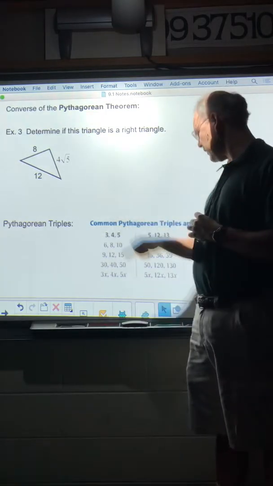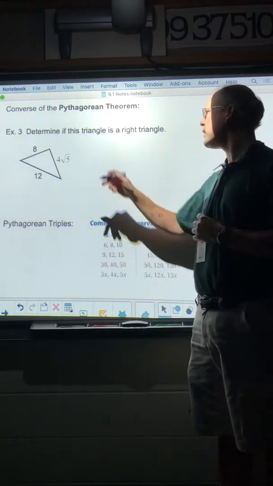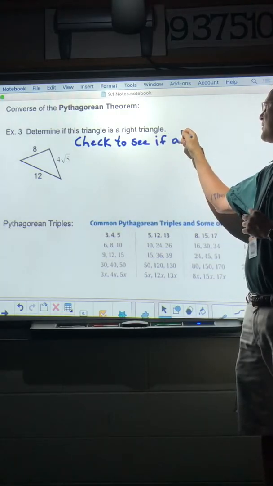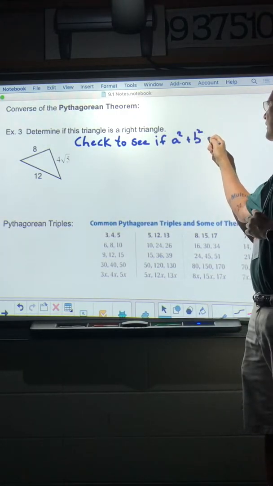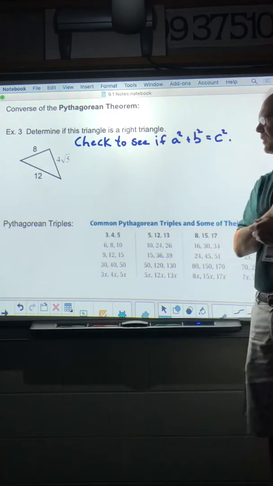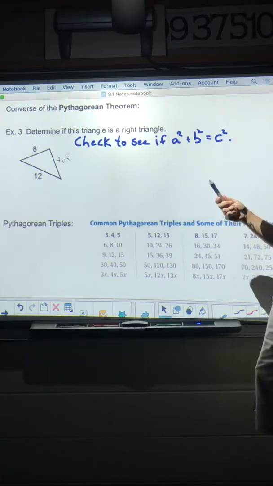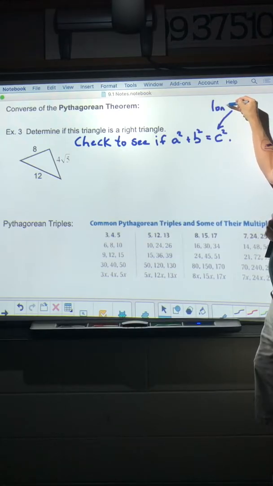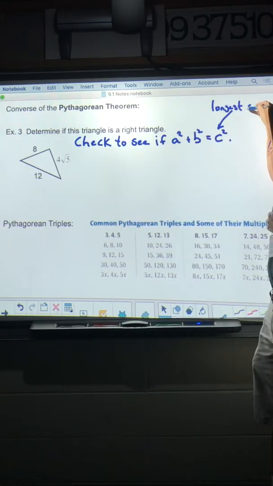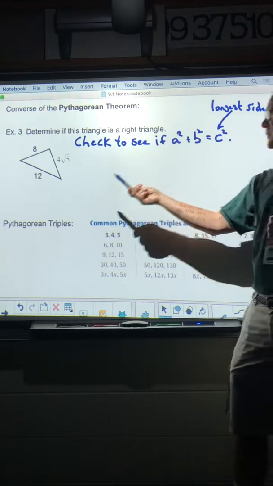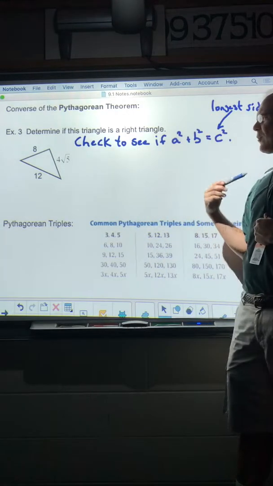Okay, so we're going to check to see if A squared plus B squared equals C squared. And remember that C is the hypotenuse, that's the longest side. So I've got to get my side lengths in the right positions in the Pythagorean theorem.